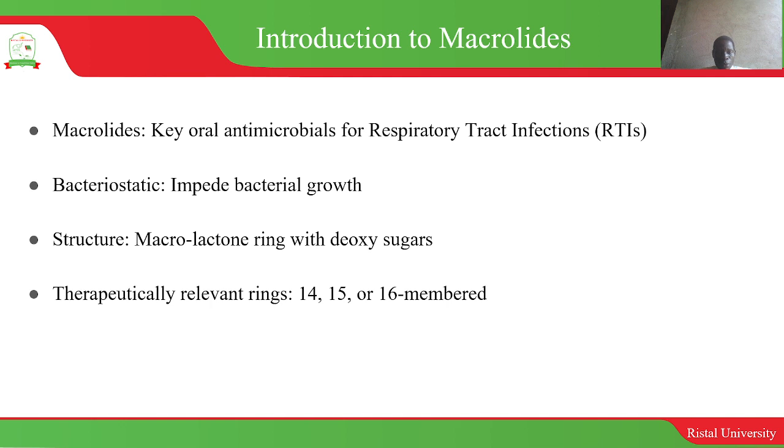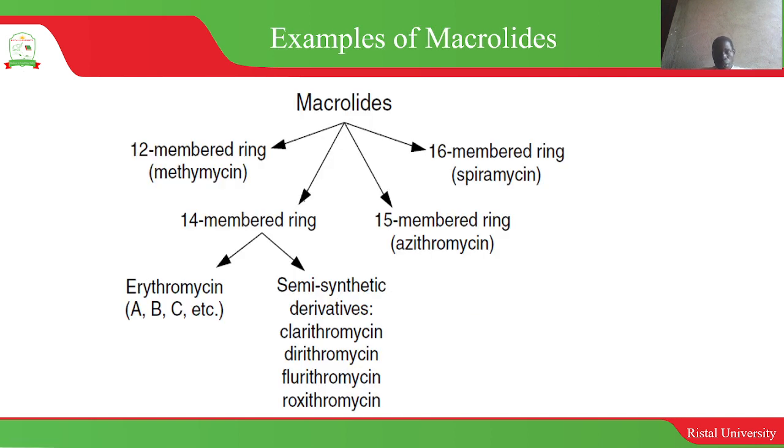We see macrolides as the key oral antimicrobials for respiratory tract infections. They are bacteriostatic, which means they impede bacterial growth, so they stop the bacterial multiplication processes. Structurally, they have a macrolactone ring with deoxysugars. Therapeutically relevant rings are the 14, 15, and 16 membered groups. So this is the structure.